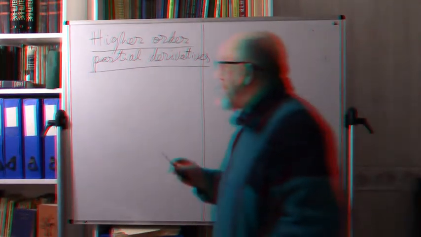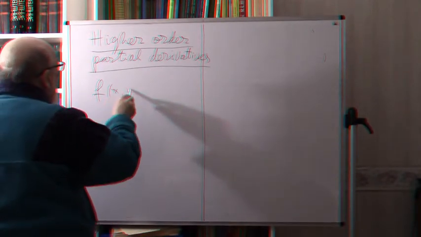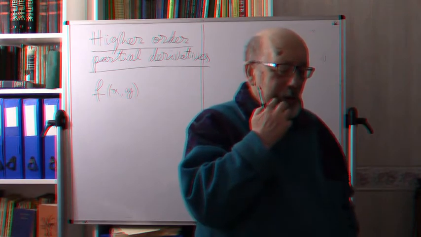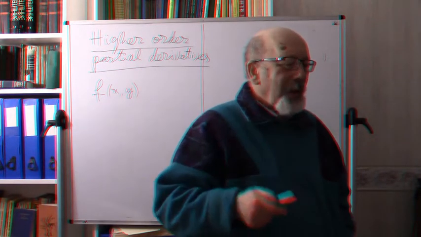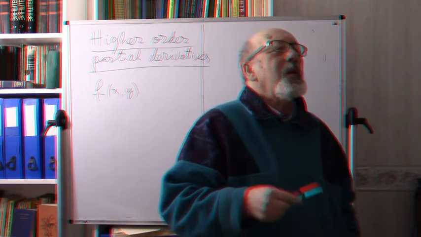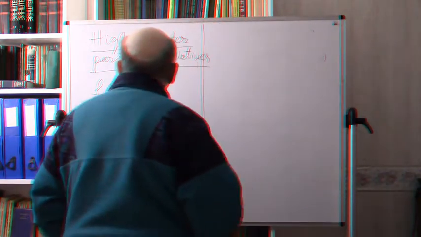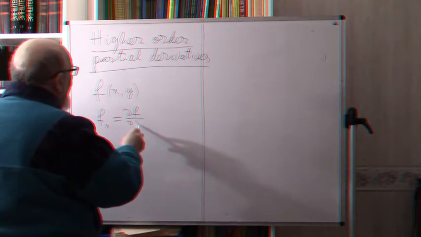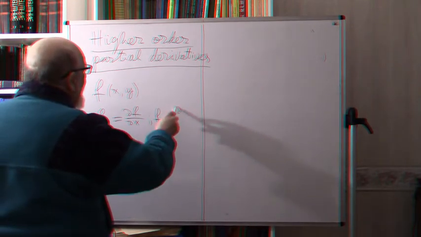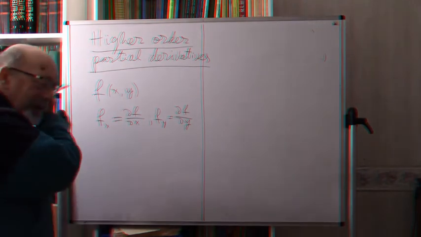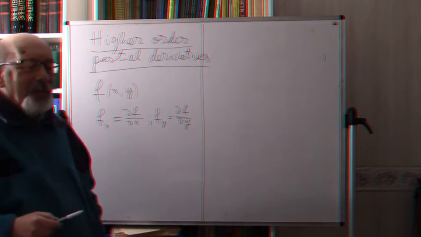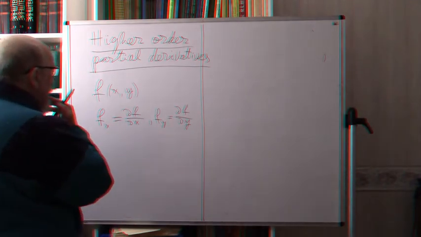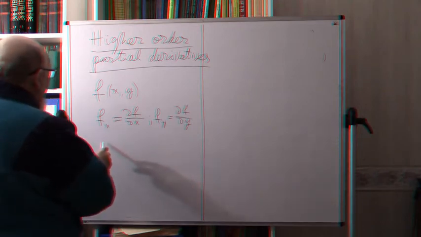So consider a function of two variables, f of x, y. Suppose that this is a function sufficiently regular so that I should not care about existence of derivatives. It's differentiable and even more. So we can find fx equals df dx, fy equals df dy. Now these are also functions of two variables, and we can also differentiate them. So now we can form four different derivatives.